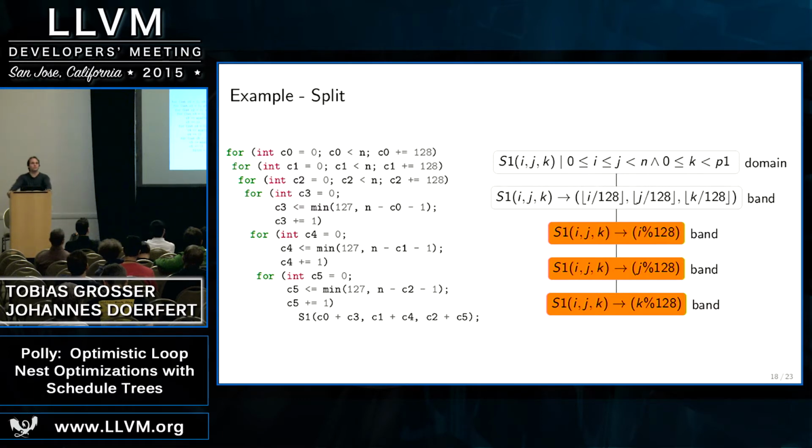So what is outer loop vectorization? How can you describe it with the kind of transformations I just introduced before? Again?